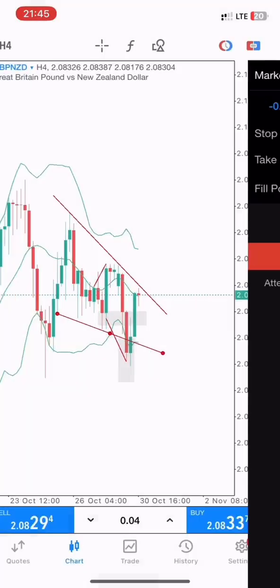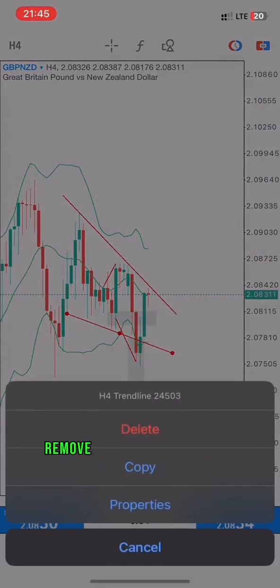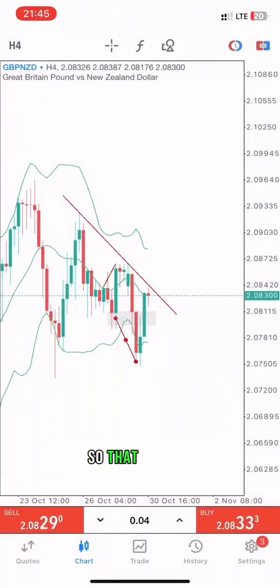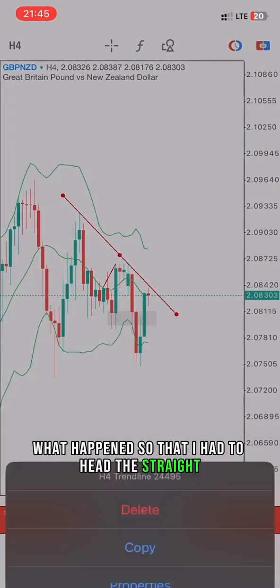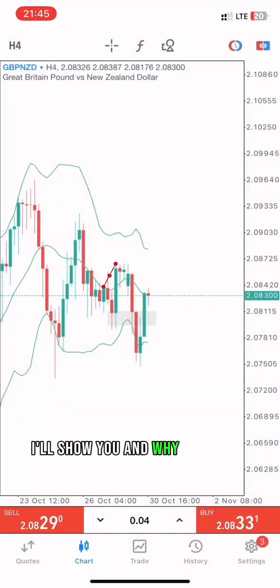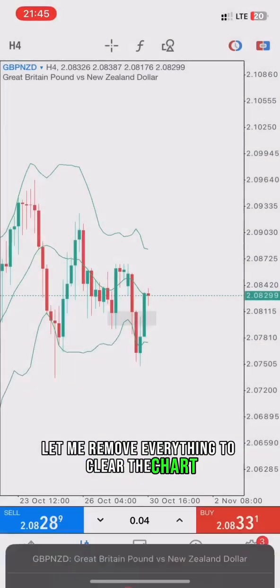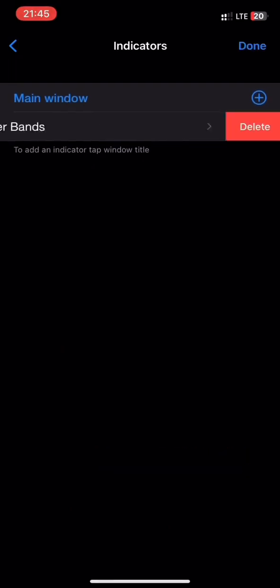Let me remove everything so that I start from scratch, so that you get what happened, so that I had to end this trade. I'll show you, and why I'm about to sell, I'll also show you that. Let me remove everything to clear the chart so that you don't get confused.